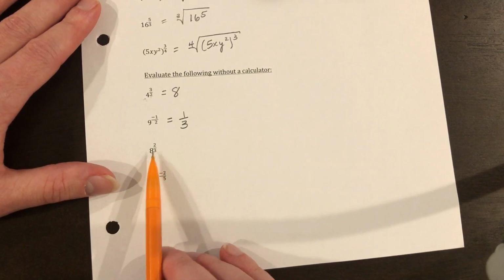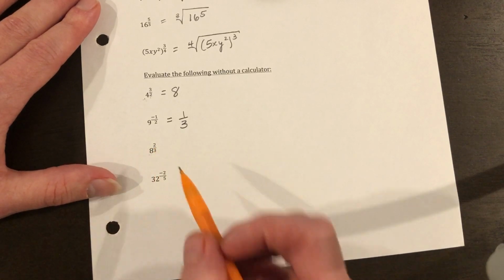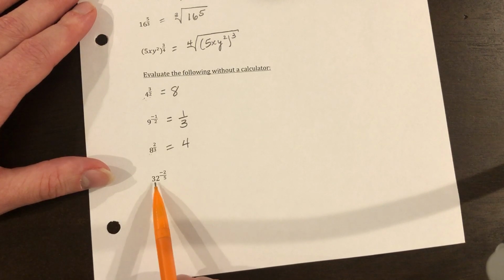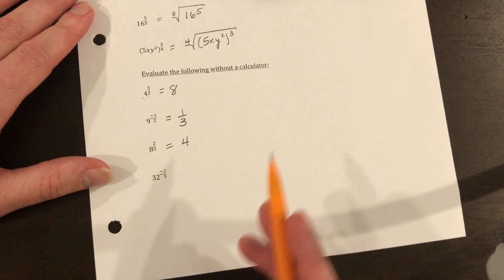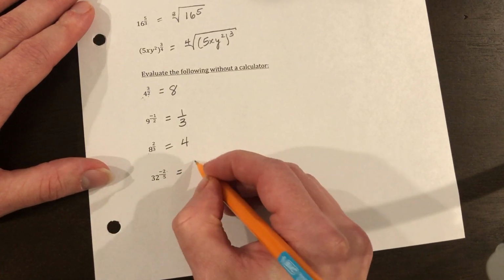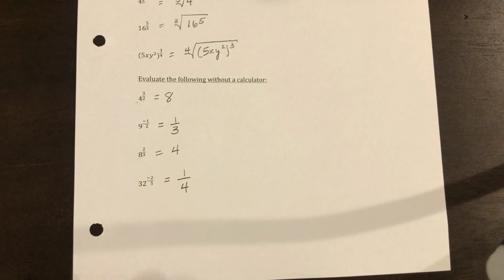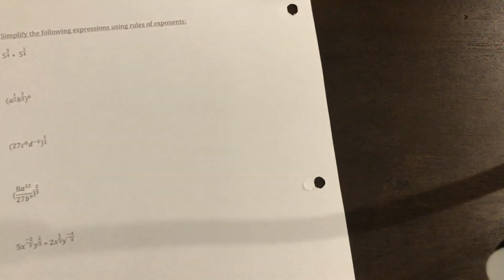Next, 8 to the 2/3 power. So this says take the cube root of 8, which is 2. 2 squared is 4. Okay, 5th root of 32 is 2. 2 to the 2 power is 4. Since it's negative, we drop it down to the bottom, so it's 1/4. Okay, you need to make sure you know how to do this for your SAT mentally. It shows up, I promise.